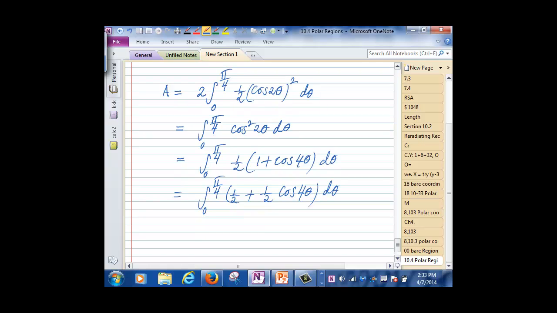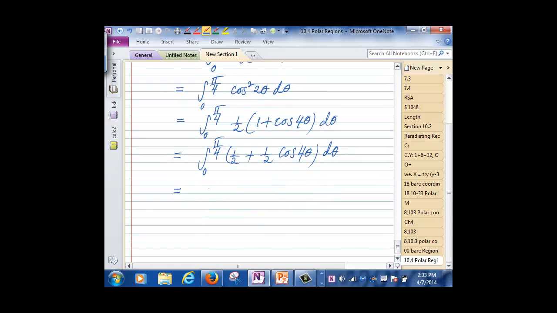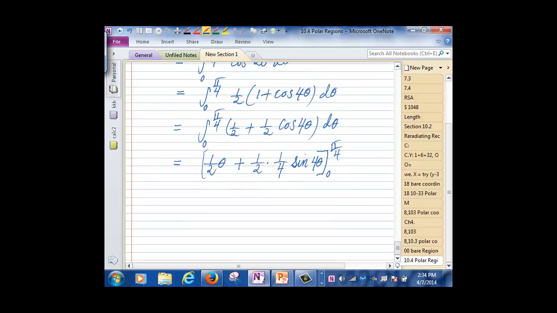So all I did is multiply it out by the half, and then what's the integral of half? Half theta. What's the integral of cosine 4 theta? 1/4 sine 4 theta. Very good. So this is evaluated from 0 to pi over 4. The reason I didn't pick negative pi over 4 is that plugging in 0 is easier. Okay, so now you simply plug in and see what you get.